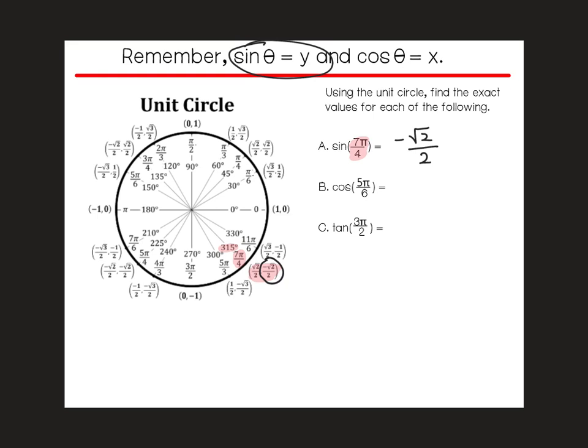So if we do another one, I'm going to erase that just to get it out of the way. Second one, cosine of 5 pi over 6. You go to your unit circle, find 5 pi over 6. Here it is. It goes with this ordered pair. Cosine is x, and so I want the x coordinate.